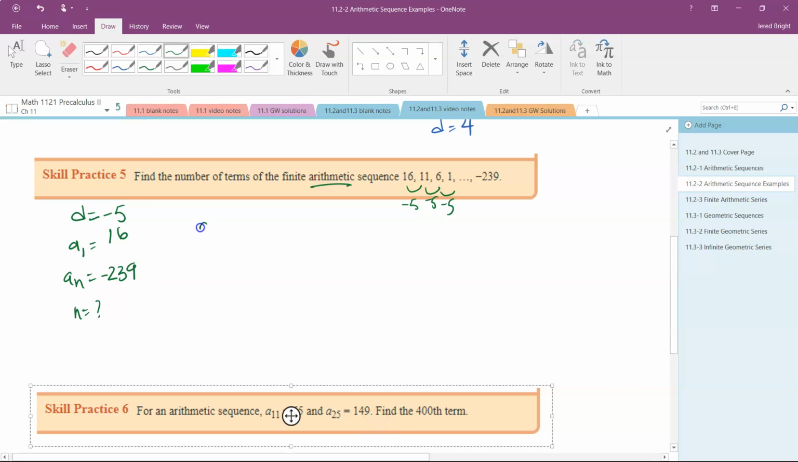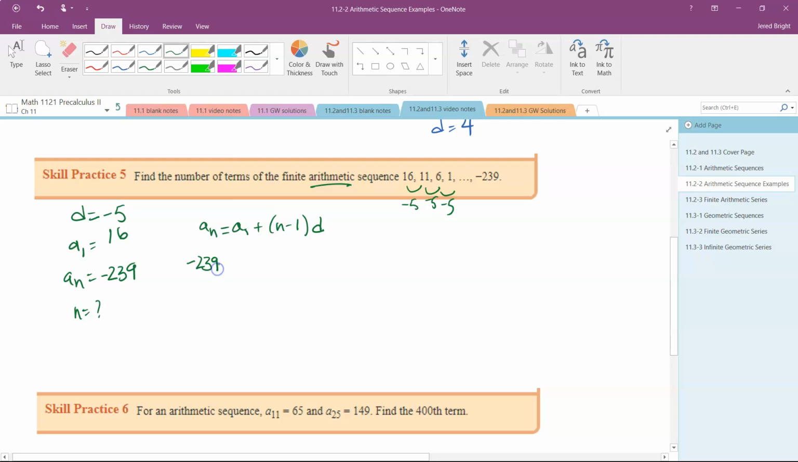Again, I have that explicit formula: an is equal to a1 plus n minus 1 times d. Let me just substitute in stuff that I do know. Minus 239 is equal to 16 plus n minus 1, and then d is minus 5. Now this has n as the only unknown in it. Let's go ahead and solve that. I have to subtract 16, so minus 255 is equal to minus 5n plus 5, distributing. I moved the 16 over and then distributed the 5.